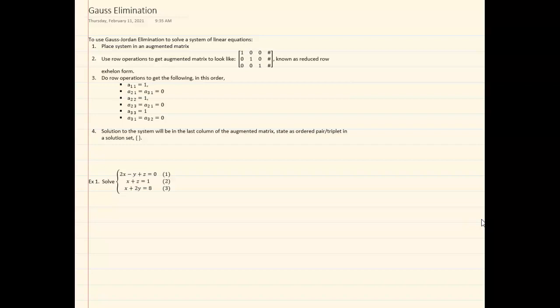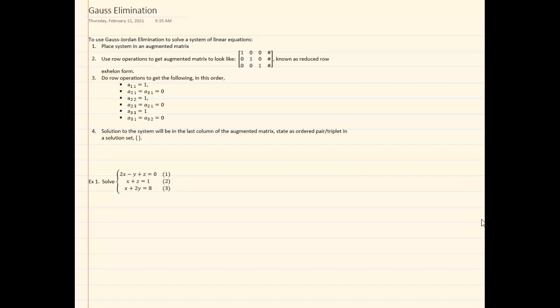First thing we need to do is to place the system in an augmented matrix. Then we're going to use our 3 row operations to get the augmented matrix to look like this. It looks like the identity matrix augmented with an answer column. And this structure of a matrix is known as the reduced row echelon form. That's for Gauss-Jordan. For Gauss it looks almost the same, except that the numbers on the top half of the diagonal are whatever number. It doesn't have to be 0. But we'll get more to that later.